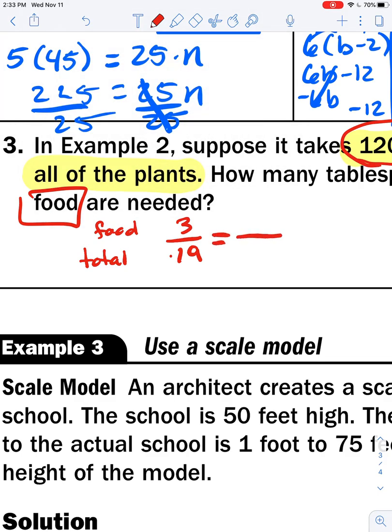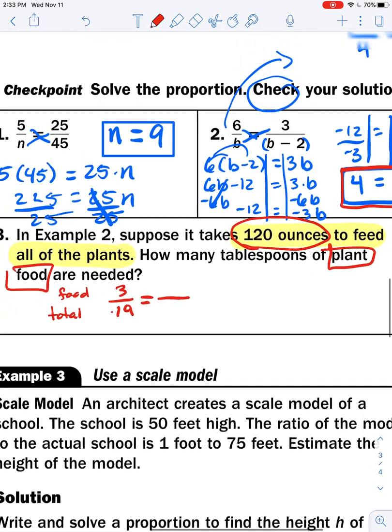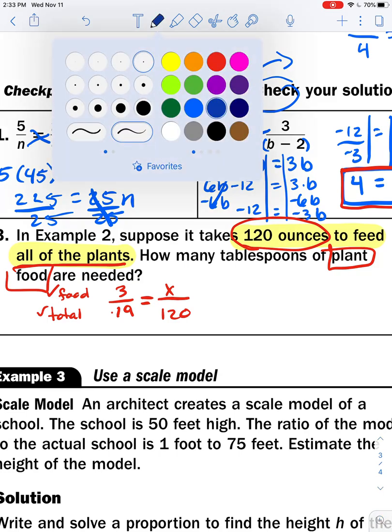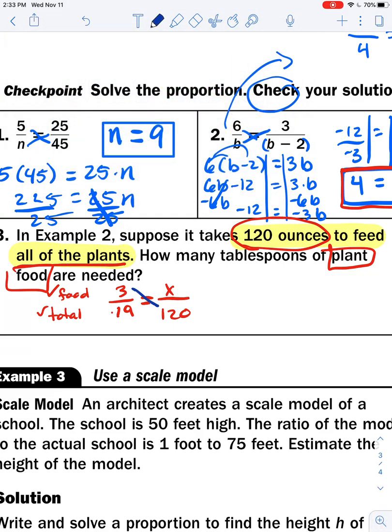It takes me, for food, 3 tablespoons for a total of 19, because those other 16 ounces were water. Okay, so then I'm going to set that equal to the 120 they're giving me. It says 120 ounces to feed all of the plants. So that's actually a total, and therefore it has to go on the bottom where I'm keeping my totals. That means the thing I don't know, how many tablespoons of plant food are needed, has to go on the top, which makes sense because that's going to tell me how much food is needed. So the tricky part is just getting that set up.